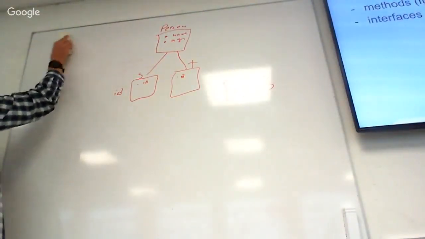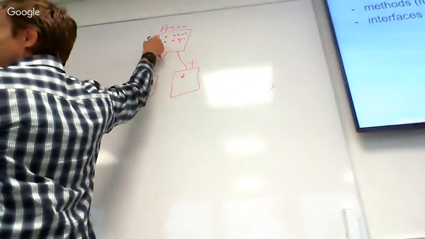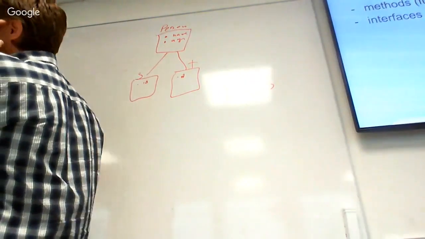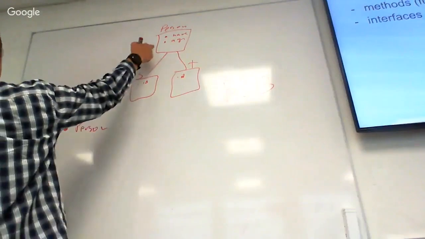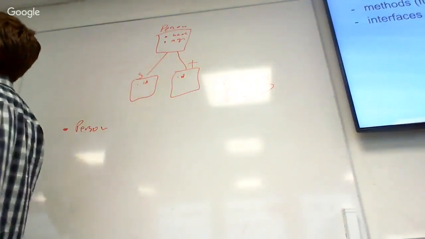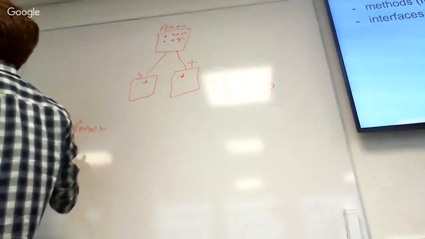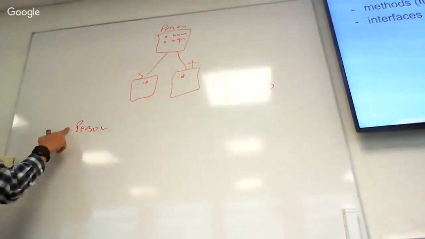So what limitations does this design have? Can I have an object which is a student? Yes, I can. Is this an abstract class or is it a concrete class? It depends. If it's an abstract class, I cannot have a person, right? If this one is an abstract class, I can only have students and teachers. If this one is not abstract, I can instantiate a person as well. So I can say P is a person, right?